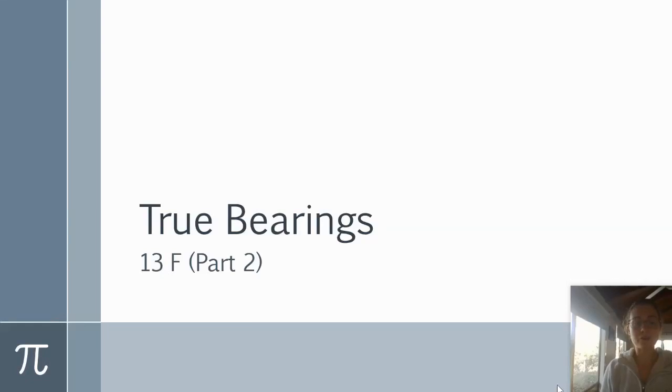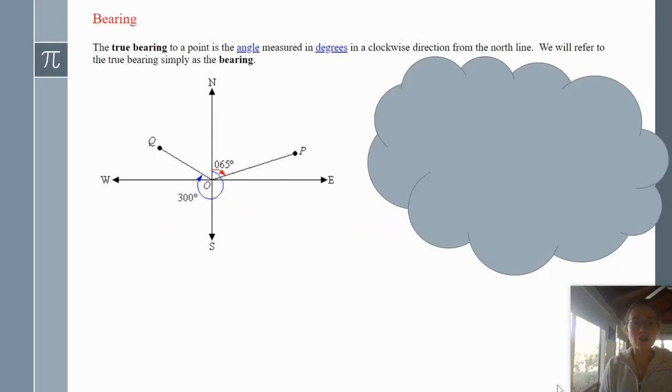Let's focus on true bearings today. These can be a little bit confusing, but once you know all the tricks, you'll get the hang of it and you'll be all right. So, true bearings. A true bearing to a point is simply the angle measured in degrees, usually in a clockwise direction from the north line around to the direction that a point is in.